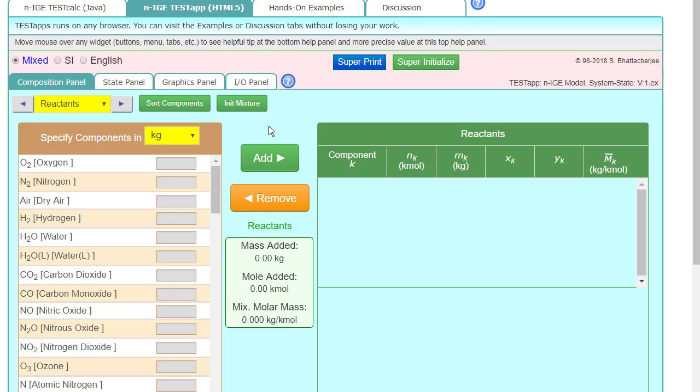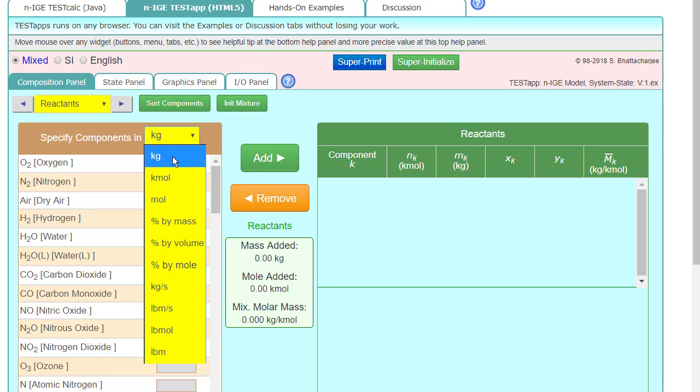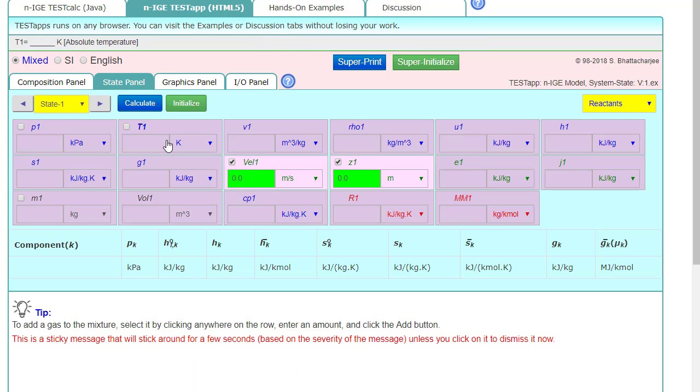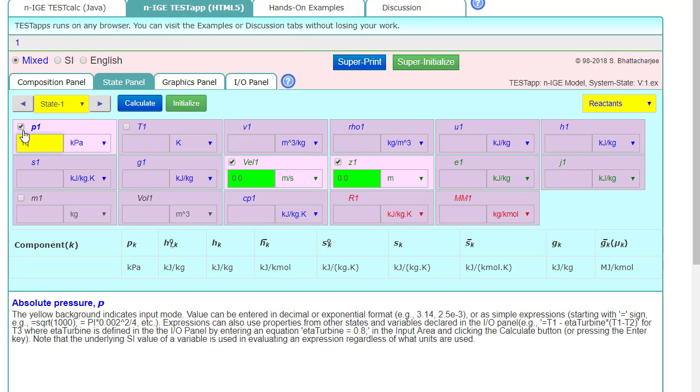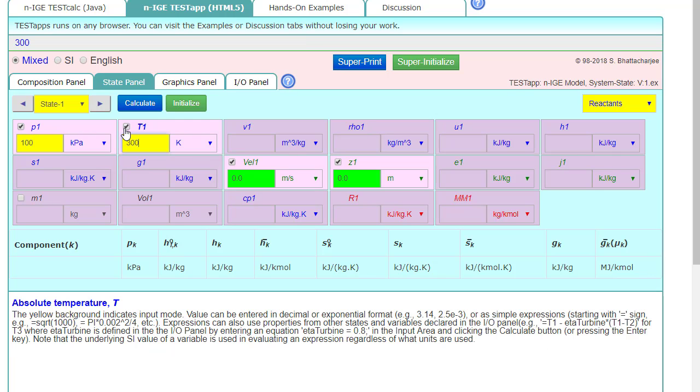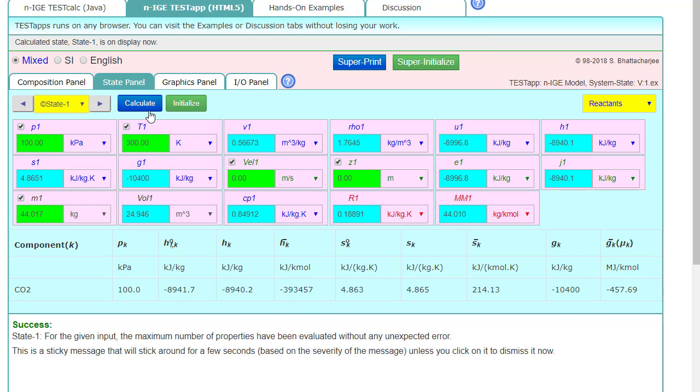And we're going to do our first composition, composition A, which is 1 kilomole of pure CO2. So just add that. All right. And we have P1 equals 100 kPa. T1 equals 300 Kelvin. Calculate, and we get a Gibbs function of about negative 10,400.